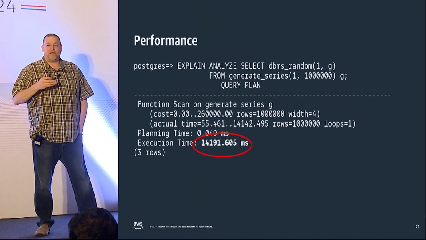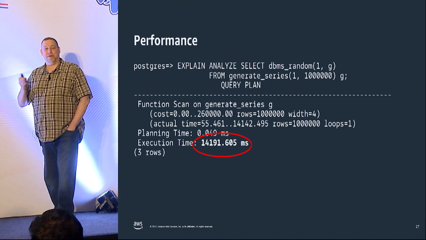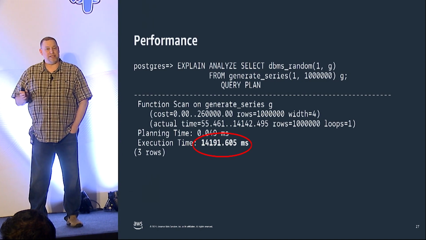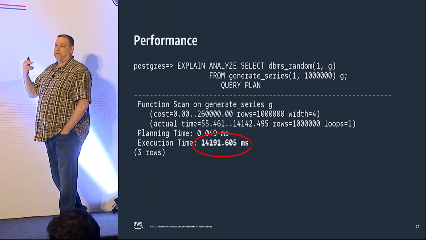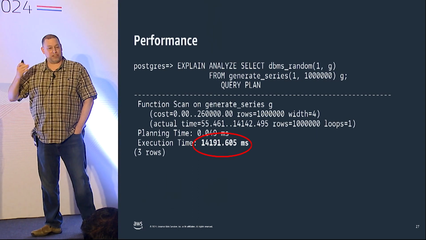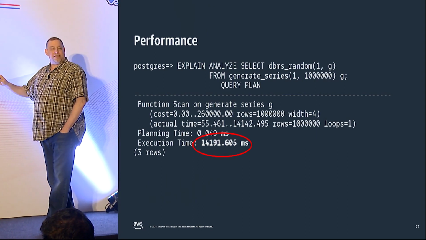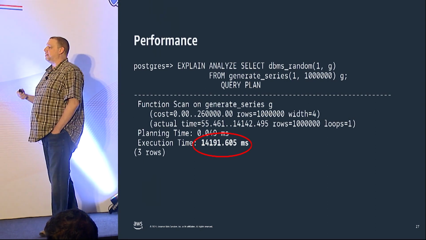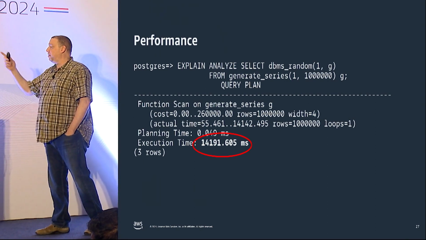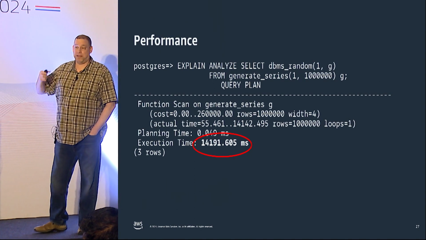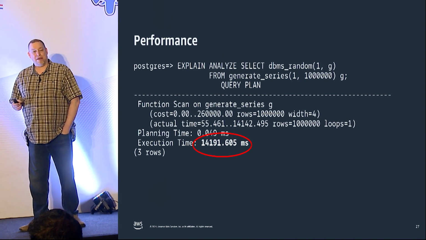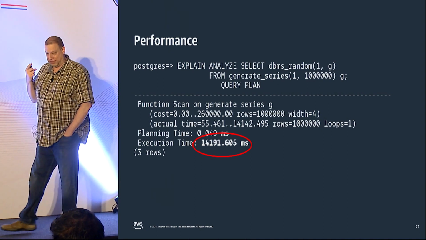SPI in PL Rust is not as efficient as PG SQL. PG SQL has a lot of optimizations, so when you run it multiple times, it caches the plan. PL Rust doesn't have that same cached plan. So as you're running through SPI 1 million times, that same statement has to be parsed, planned, and then executed 1 million times, where PG SQL only had to do it once.